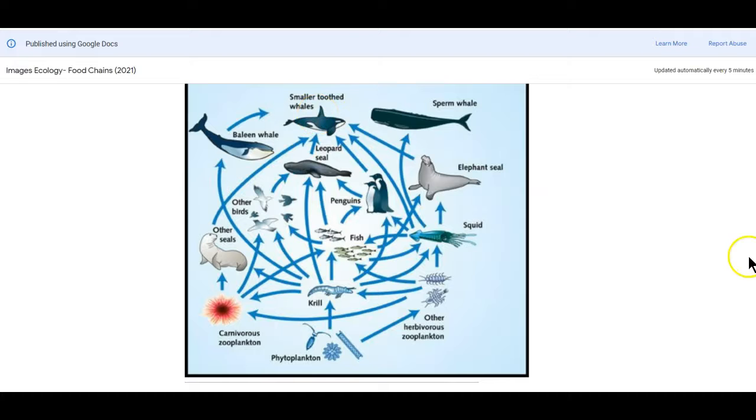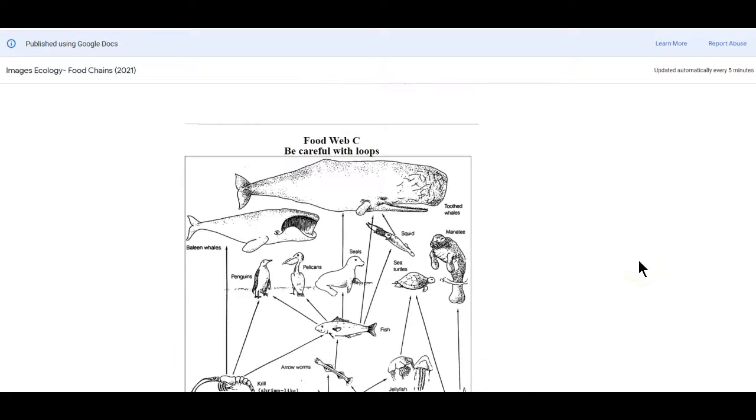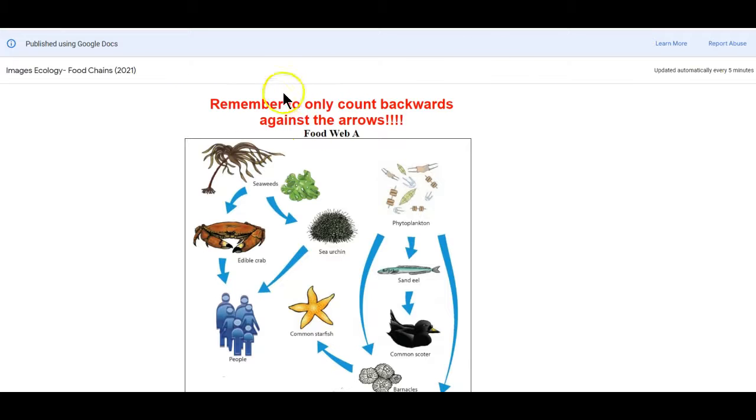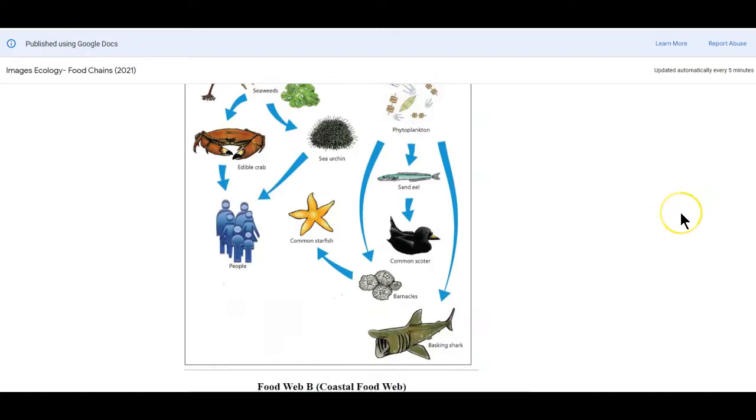Anyhow, for those of you who need a quick refresher on how to do food webs, basically the rule up here is the main one. Remember to only count backwards against the arrows, and don't count the one that you start on. You're trying to get down to the producer level, and you know you're at the producer level when there are no more arrows behind it. So for example, phytoplankton, no arrows behind it, you've reached the bottom. Seaweeds, again, no arrows behind it, you've reached the bottom.